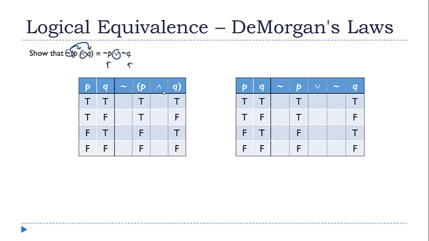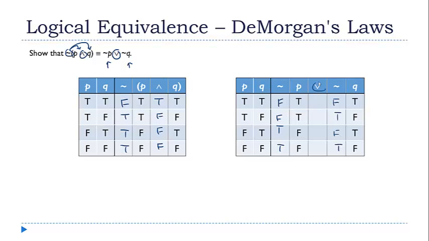And let's confirm for ourselves quickly here that that's true. Here we have a logical and. That gives us these values. And the negation reverses all of them, so it becomes this. And over here, we'll do really what we did on the previous example. I'll reverse the values of the P and the Q.